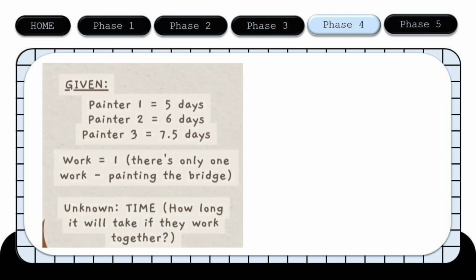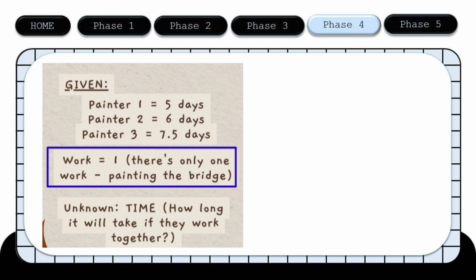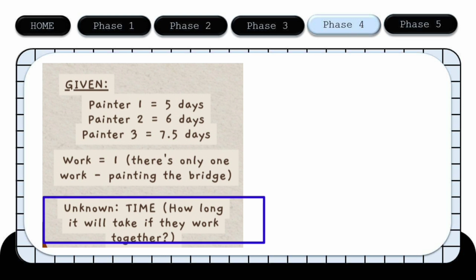We have the given. Si Painter 1 kaya niyang tapusin ang trabaho sa loob ng 5 days, Painter 2, 6 days, and Painter 3, 7.5 days. Ang ating work ay to paint the bridge, and that is exactly one work. So work is equal to 1. Ang ating unknown ay time. Gaano katagal? How long will it take them to finish the work if they are going to work together?